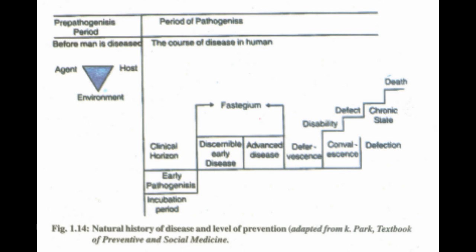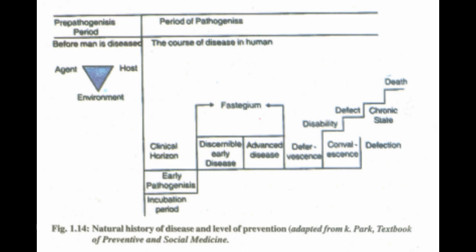But the disease process in man starts only when there is interaction among agent, host and environmental factors as shown in Fig. 1.12. Fig. 1.14, Natural History of Disease and Level of Prevention, adapted from K. Park, Textbook of Preventive and Social Medicine.